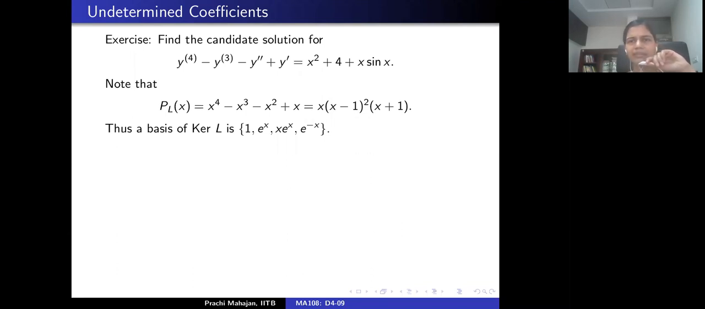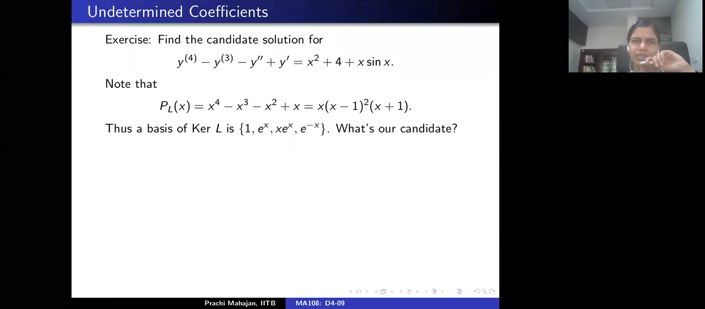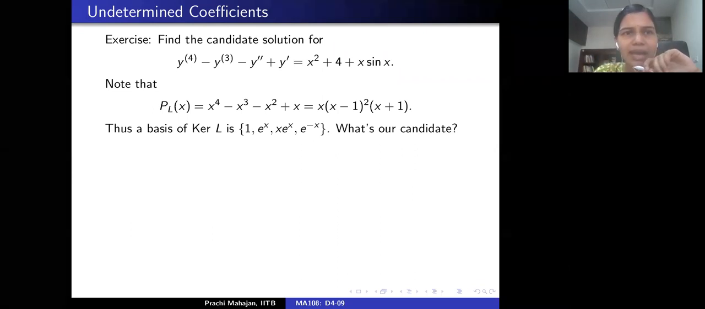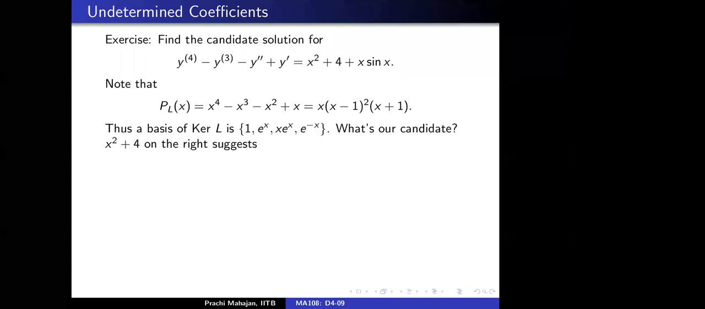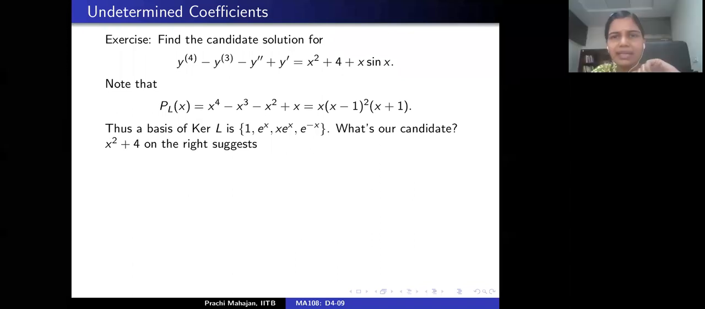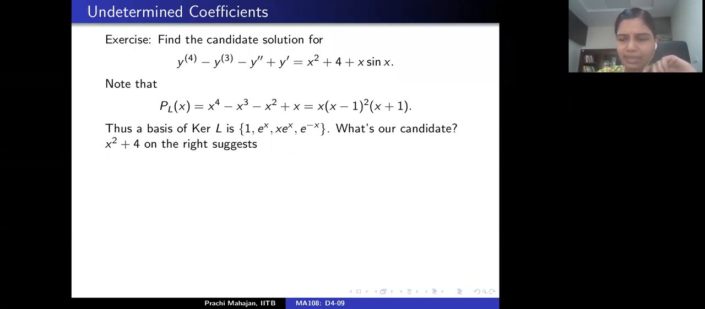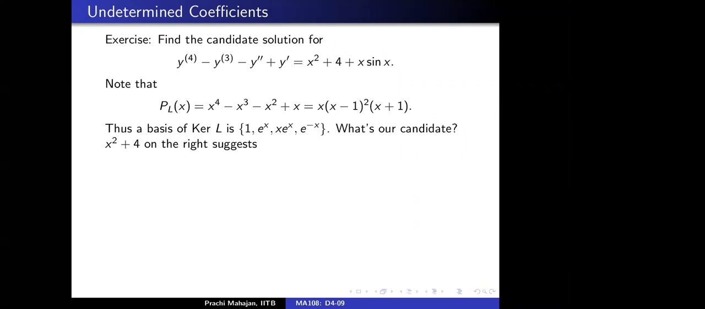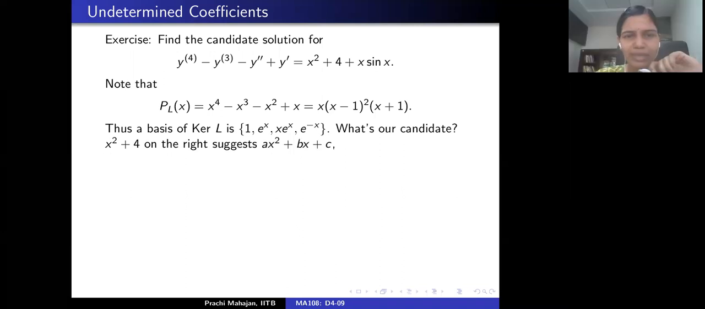Now, having done this, what should be our candidate solution for the non-homogeneous equation, as far as the method of undetermined coefficients is concerned? Right, you need to break it up. It would be a good idea to break it into the polynomial part, and let's take the x sin x part separately. So having x square plus 4 on the right suggests what? That we should look at a generic quadratic polynomial, right? Of the form ax square plus bx plus c.